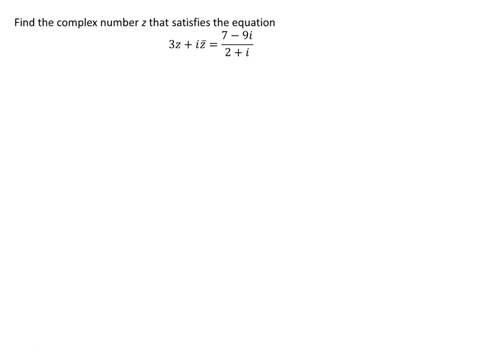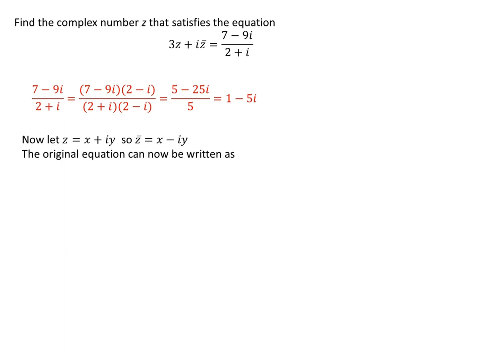Our final example asks us to find a complex number z that satisfies the equation 3z plus i times the complex conjugate of z equals (7 minus 9i) over (2 plus i). Now, the first thing that's probably sensible to do on this question is to work out what 7 minus 9i divided by 2 plus i is. So either by multiplying top and bottom by 2 minus i, or using the calculator, if you've got complex numbers on your calculator, we can do that division and find out that it's 1 minus 5i.